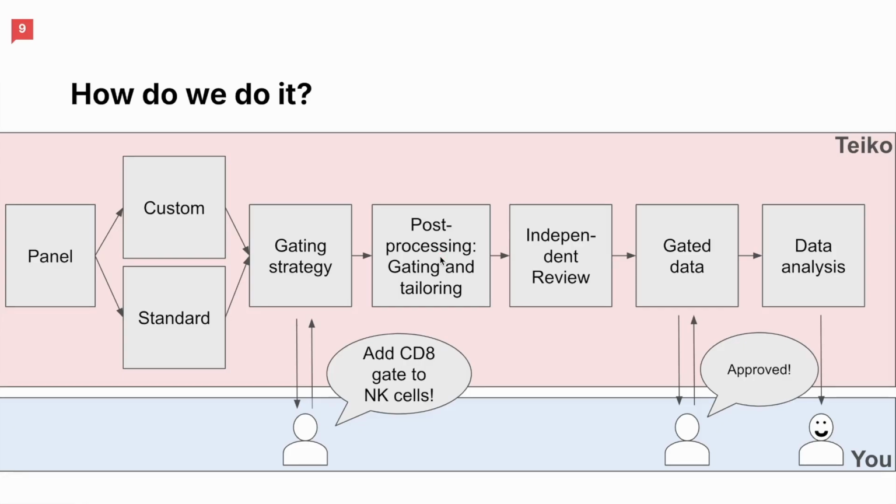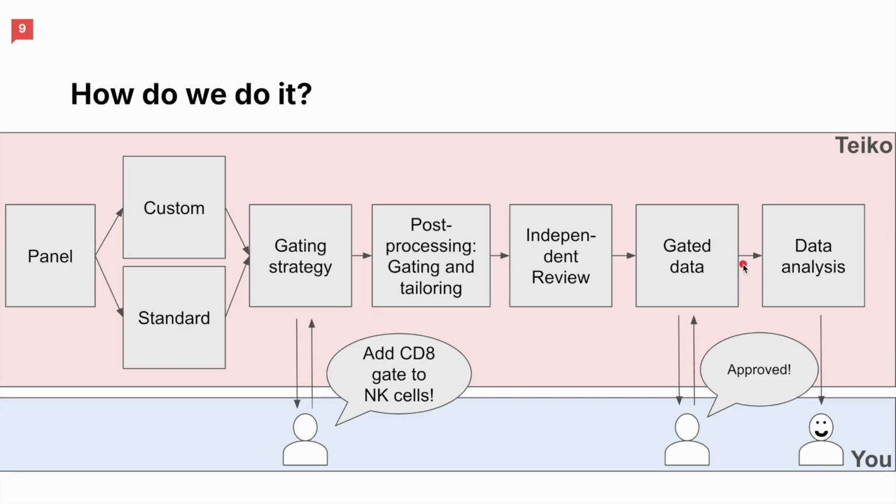Then we'll do the next step called post-processing, and this is where we'll do all this gating and tailoring. And this is a crucial step because if this isn't done, you'll get a gate that just gets copied and pasted, and you'll get a lot of bad junk data later. Then we'll have another scientist do an independent review of that first scientist's work. Ultimately, you'll get gated data here. You can look at this, inspect and make sure that all the gates are in the right place, and then you're able to give your approval.